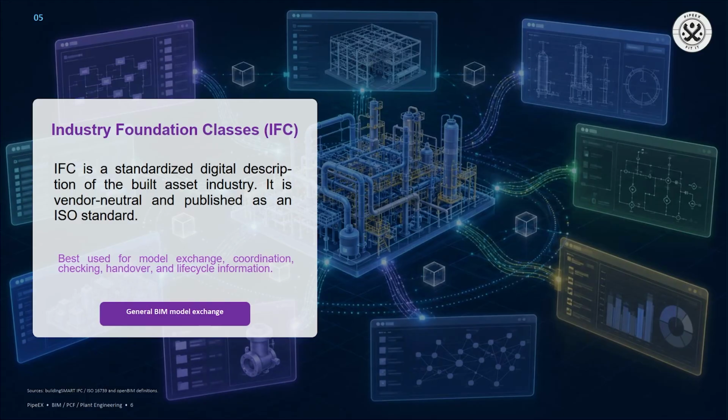It can describe objects, properties, relationships, systems, spaces, and other information about a built asset. In building projects, IFC is widely used for model exchange, coordination, clash detection, model checking, and handover workflows. For example, an architect may export an IFC model from one software. A structural engineer may use another software. An MEP engineer will use another tool. And all these models can be combined in a coordination environment. This is the classic Open BIM idea.